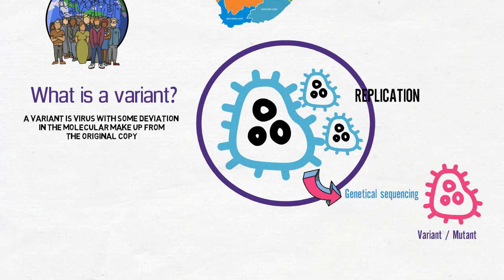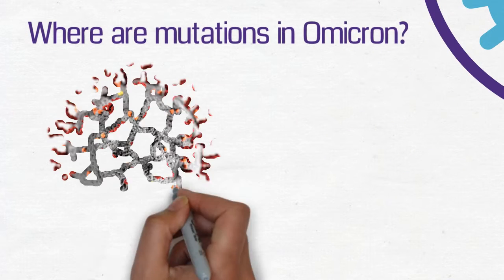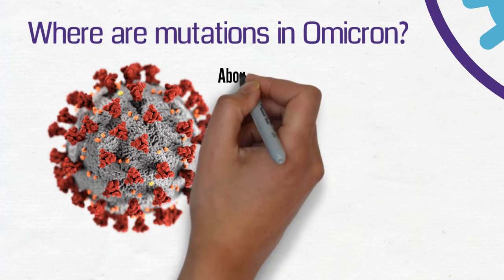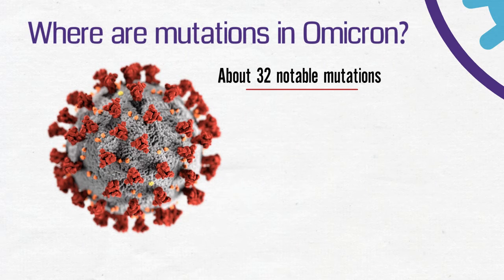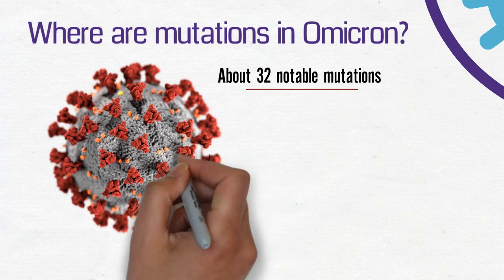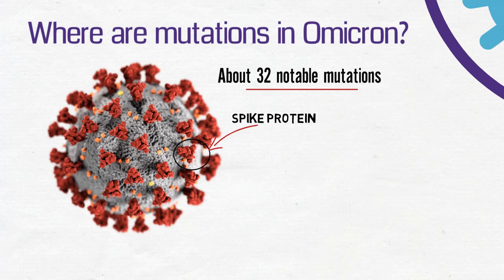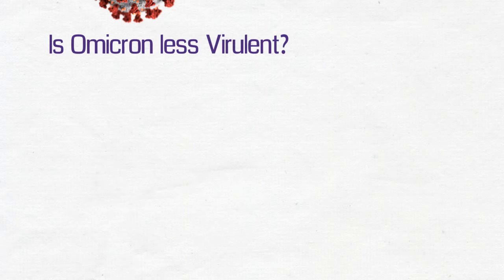Where did mutations occur for Omicron? About 32 mutations have been identified on Omicron on the spike proteins. Spike proteins are those protruding structures on the virus, and the virus uses them to attach and penetrate into the host cell. Is there evidence that Omicron is less virulent?